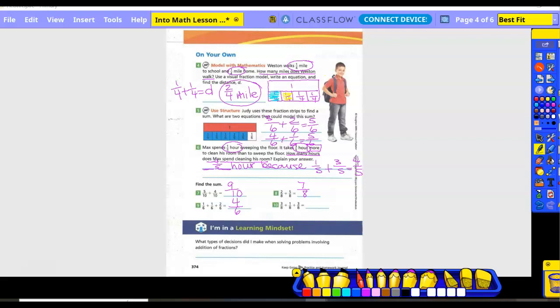Okay, next one. Number 10. 3/8 plus 1/8 plus 3/8. Can I go ahead and start? Yes, because I have a common denominator. So 3/8 plus 1/8 is 4/8. 4/8 plus 3/8 is 7/8. Can I simplify that one? No. That one is already simplified.